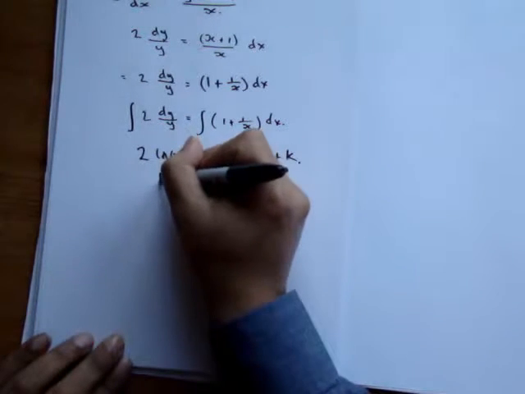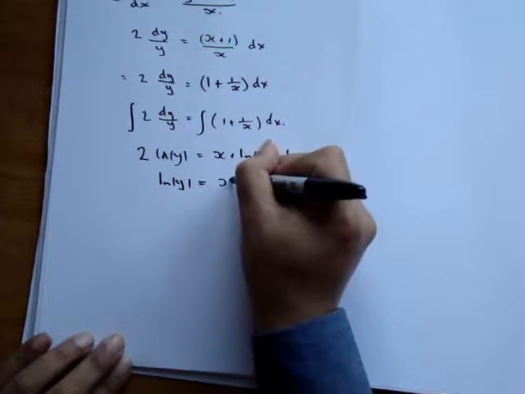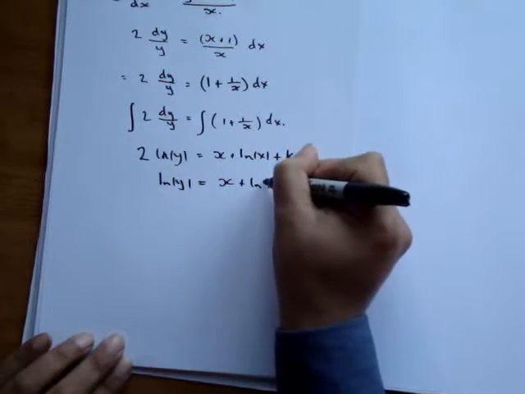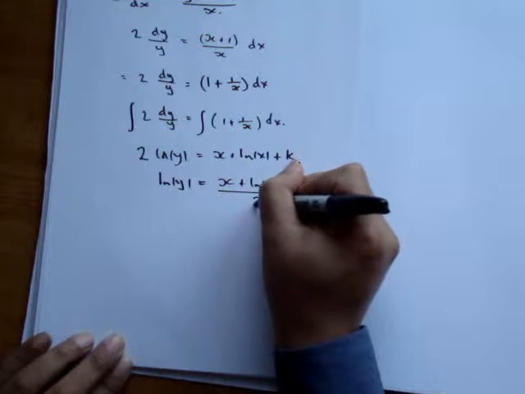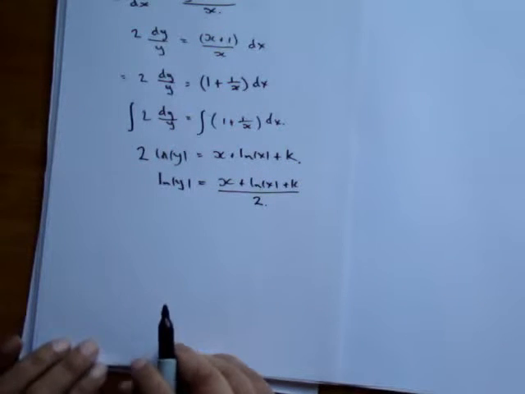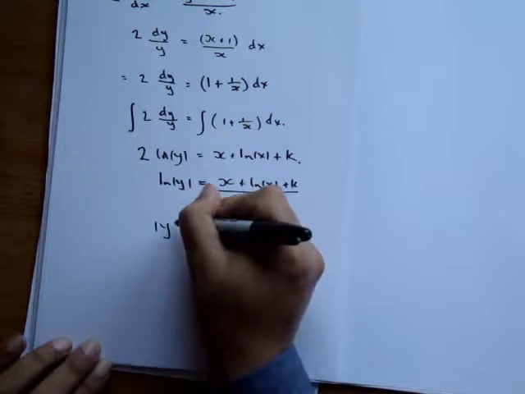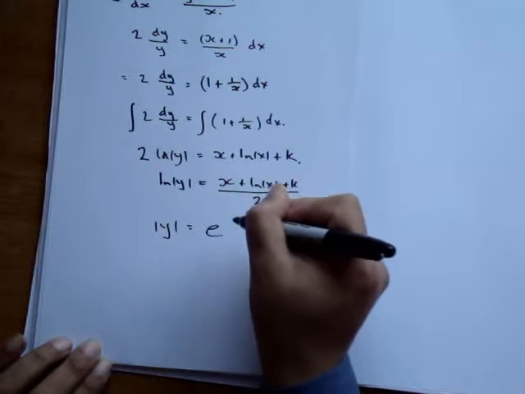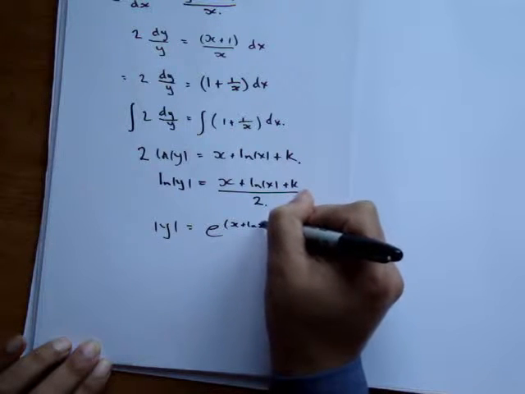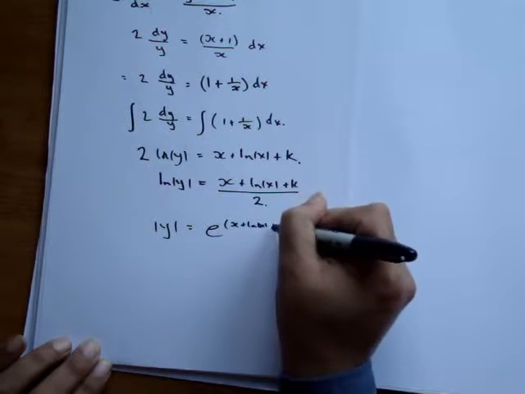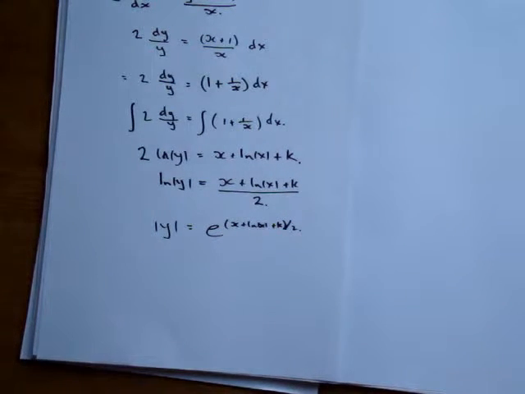So the natural log of y is (x plus natural log of x plus k) all over 2. Then when we exponentiate, we get y equals e to the (x plus natural log of x plus k) over 2. And that is our answer.